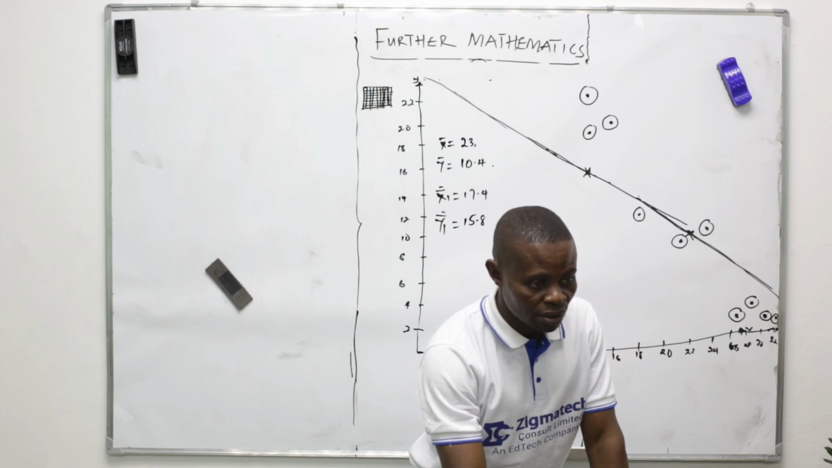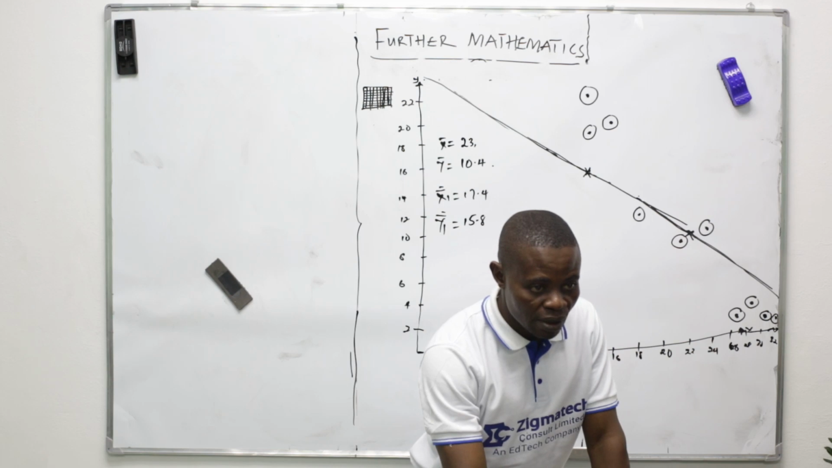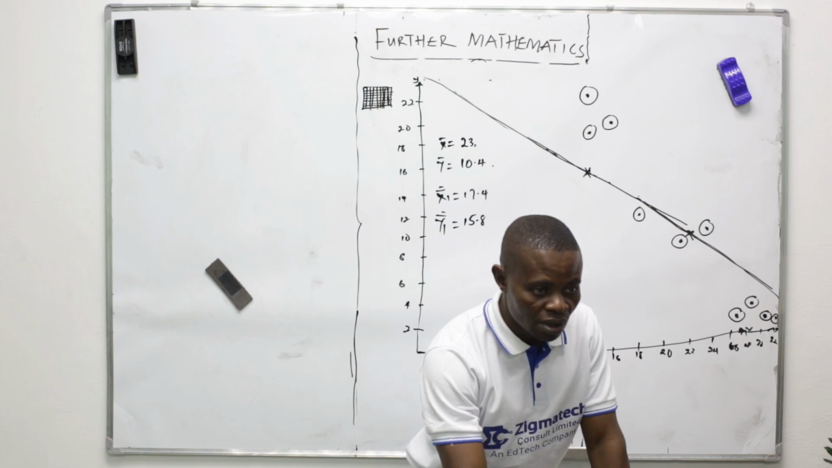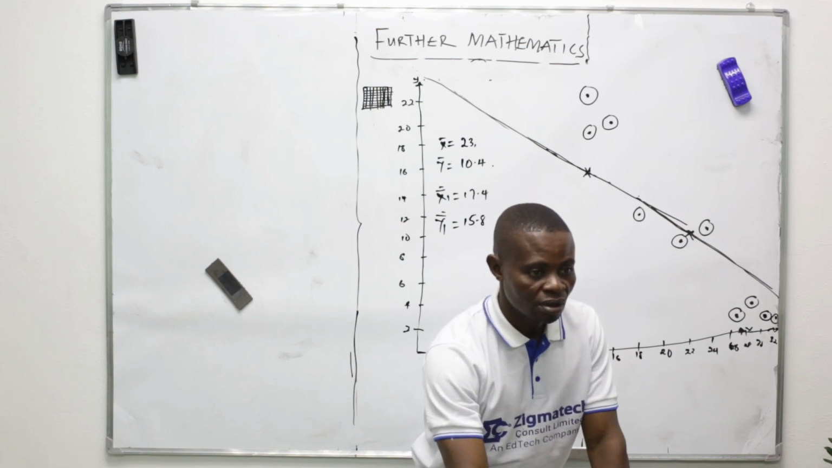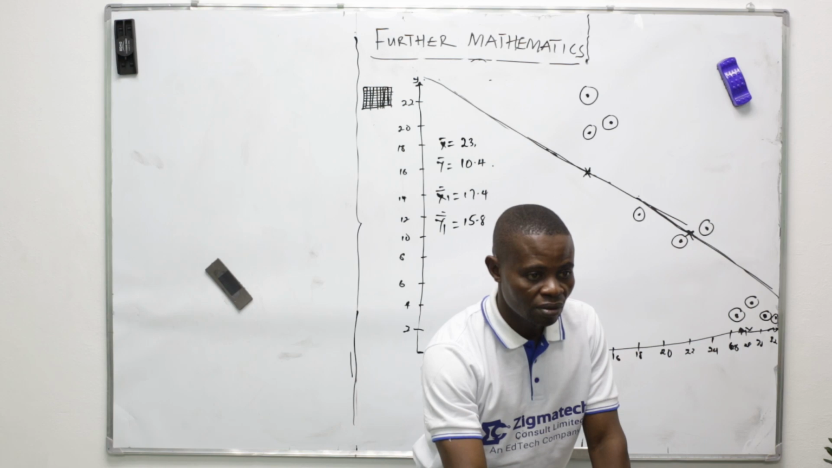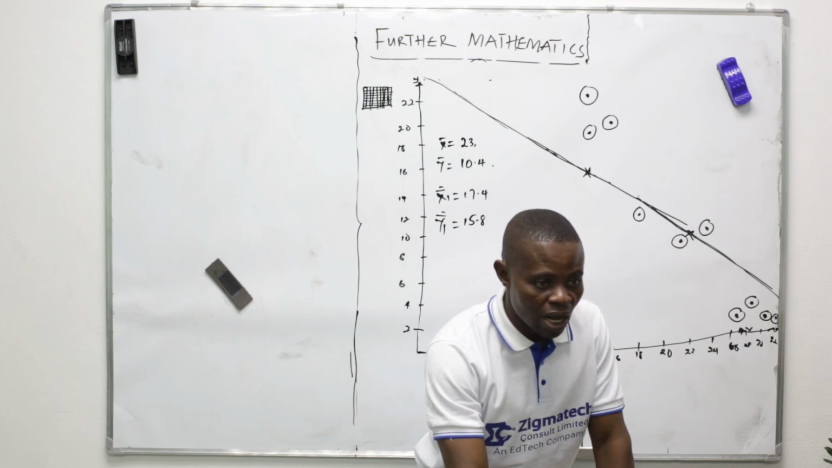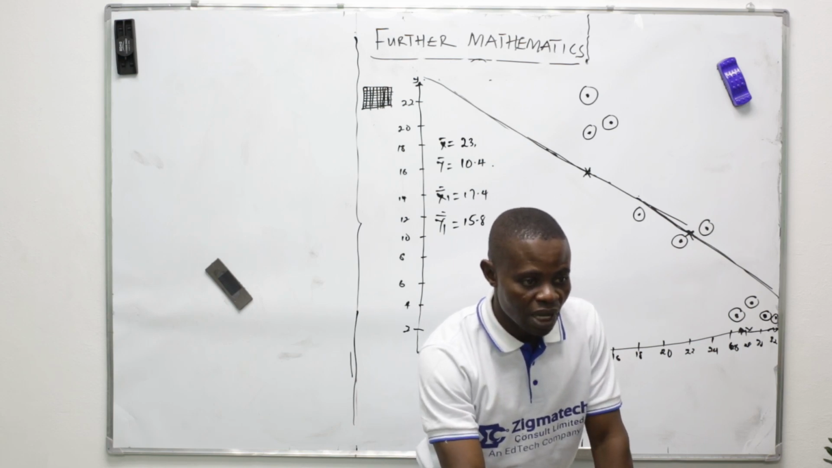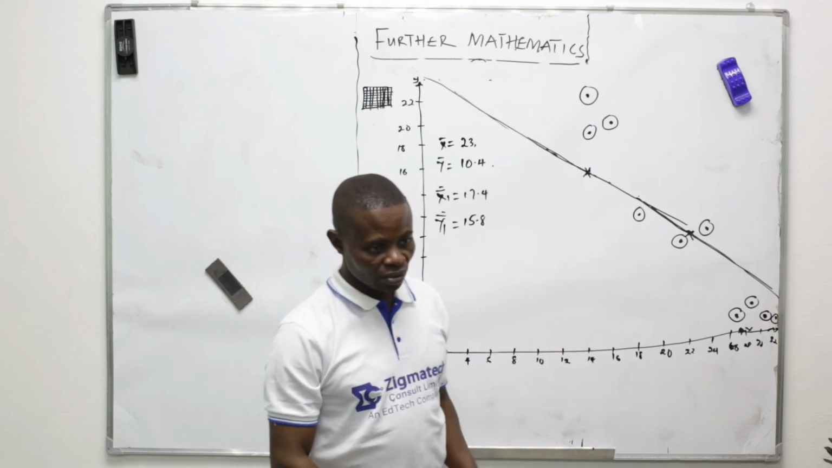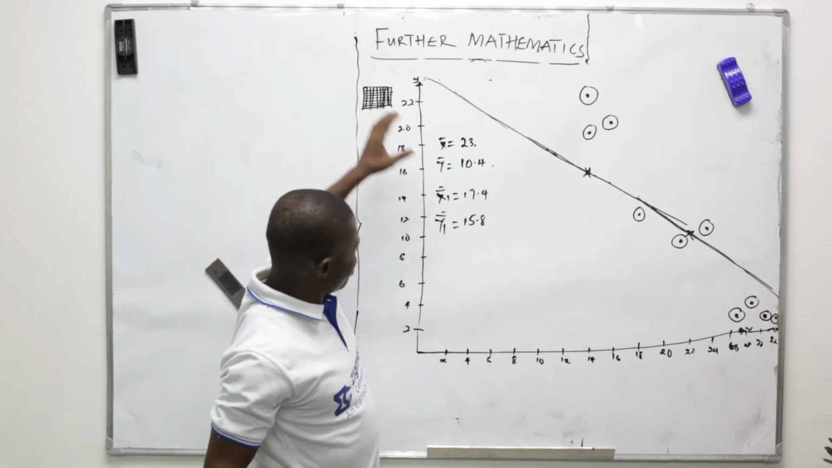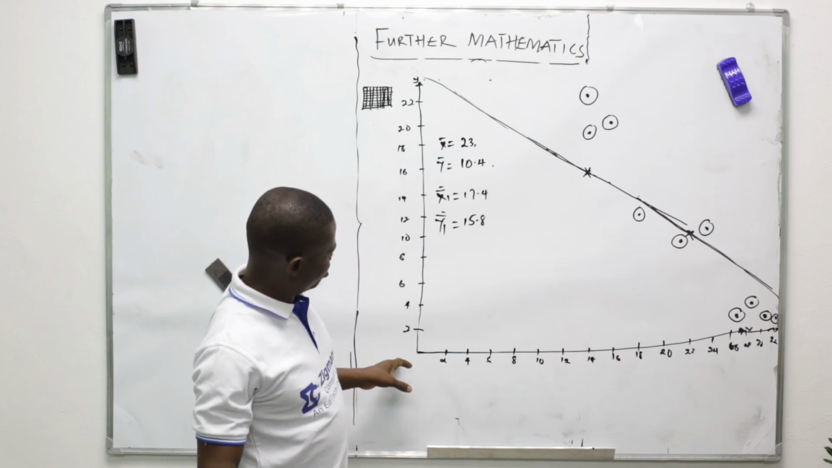Okay. Next. From your graph, determine the relationship between S and Y, and determine the value of Y when S is 20. Now the relationship between S and Y, let us watch very well.